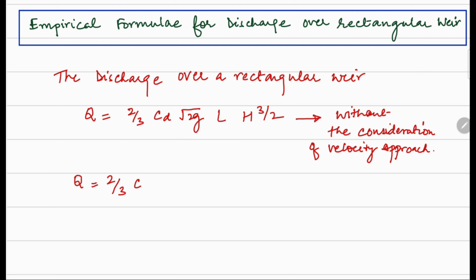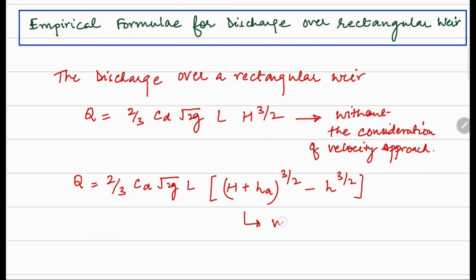that Q is equal to 2/3 Cd multiplied by √(2g) multiplied by L, and then the concept of the velocity of approach should come into the picture using the Ha, that is the head produced by the velocity of approach, and the formula looks like this one. So in order to assess the actual discharge with the consideration of the velocity of approach, this formula should be used.